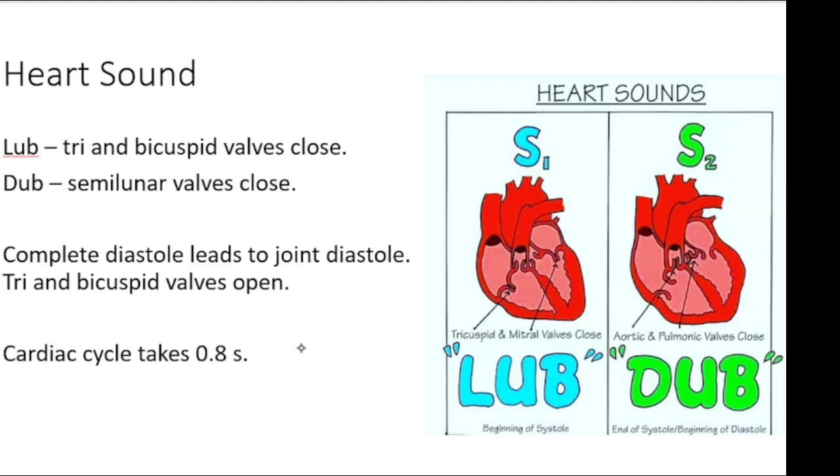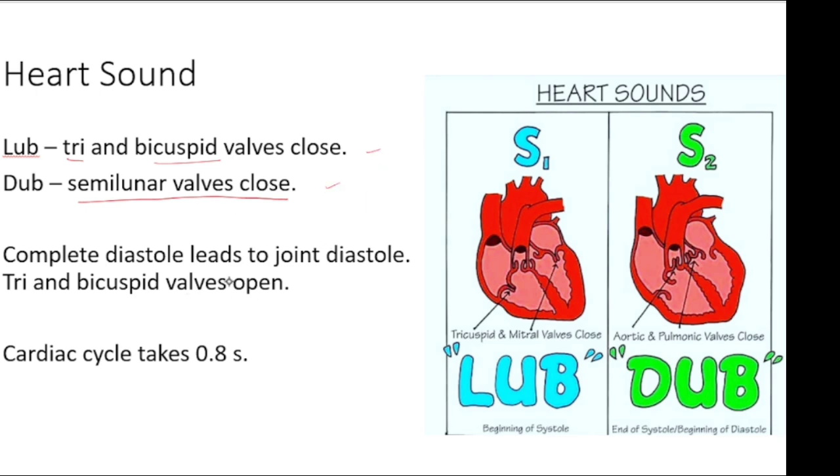The closure of the valves produces different sounds. Initially, when the bicuspid and the tricuspid valves close, that time the first heart sound is produced, that is called a lub. Whereas when the semilunar valves are closing, the second heart sound dub is produced. So the heart sounds are lub and dub. Lub is the closure of the tricuspid and the bicuspid valves, and the dub is the closure of the semilunar valves. Now complete diastole of the ventricle happens.